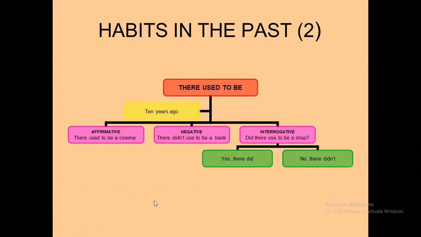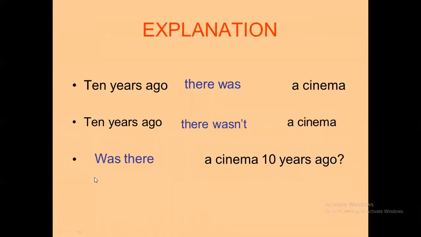That's the same form we talked about before. Like 10 years ago, there used to be a cinema. There didn't used to be a bank. Did there used to be a shop? Yes, there did, or no, there didn't. That's the form of there. So there used to be a cinema, there didn't used to be a bank, did there used to be a shop? And my answer is yes, there did, or no, there didn't. That's the same as we said earlier.